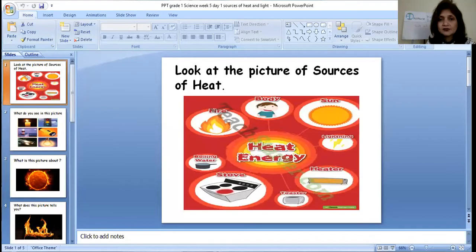Now these are the different sources. Can you see my picture? Yes, these are the sources of heat. You can see this is fire, this is the body of a person, it's the sun, it's lightning, it's a heater, it's a toaster, it's a stove, and it's boiling water. These are the sources of heat. They give us heat. Now, let's move to another picture.